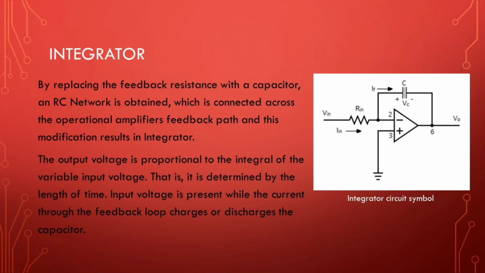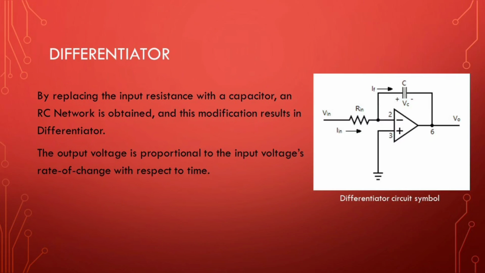Integrator. By replacing the feedback resistance with a capacitor, an RC network is obtained which is connected across the operational amplifier's feedback path, and this modification results in an integrator. The output voltage is proportional to the integral of the variable input voltage, that is, it is determined by the length of time input voltage is present while the current through the feedback loop charges or discharges the capacitor. This is the integrator circuit symbol.